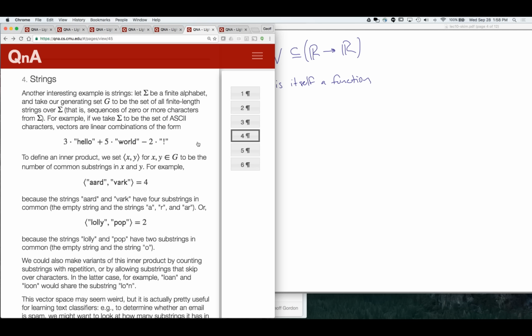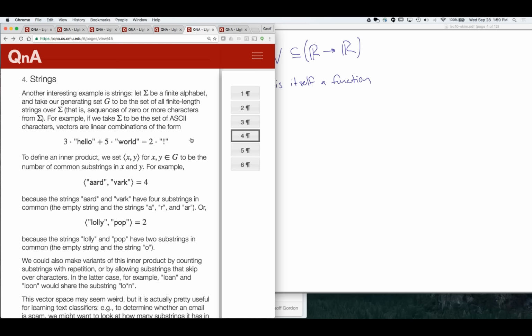So this sounds like it's kind of a weird vector space, and in many respects it is, but it turns out to be a useful one because we can use it, for example, to talk about machine learning on text documents. So each text document is going to be a string of characters. It's going to be itself an element of the vector space. In fact, it's even going to be a generating element.